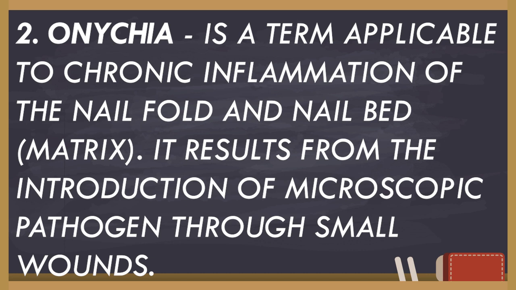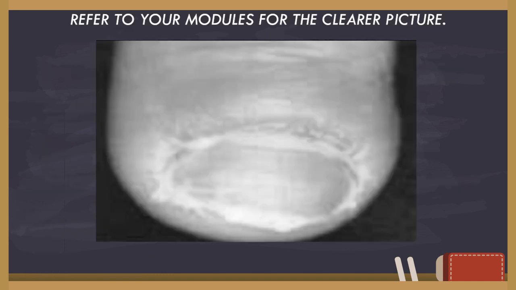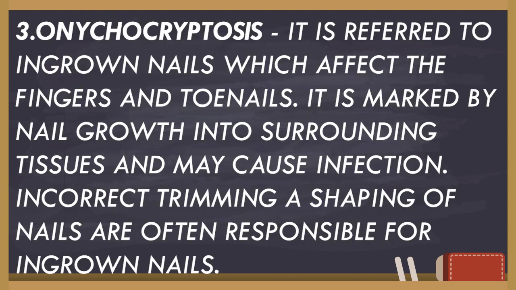Onychia is a term applicable to chronic inflammation of the nail fold and nail bed or the matrix. It results from the introduction of microscopic pathogens through small wounds. Onychocryptosis is referred to as ingrown nails, which affect the fingers and toenails. It is marked by nail growth into surrounding tissues and may cause infection. Incorrect trimming and shaping of nails are often responsible for ingrown nails.